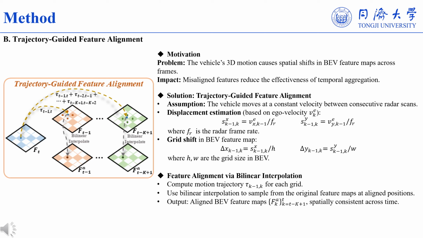Next is trajectory-guided feature alignment. To correct misalignment between sequential BEV features caused by vehicle motion, we estimate displacement using ego velocity and frame rate and convert it to grid-level offsets. These offsets are used for bilinear interpolation, producing temporally aligned BEV features for robust multi-frame aggregation.